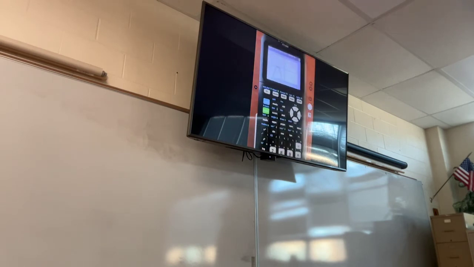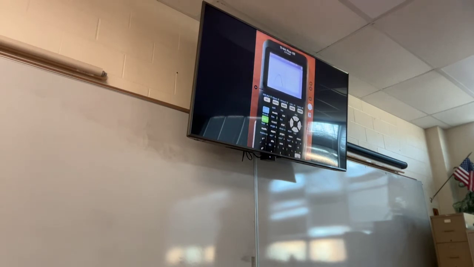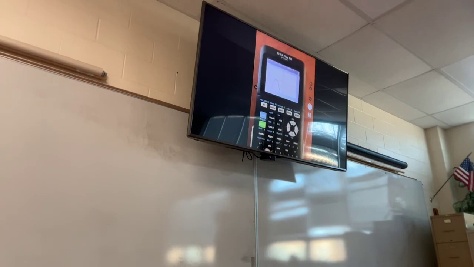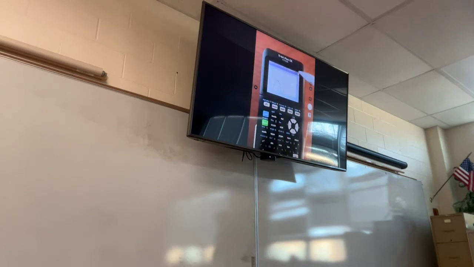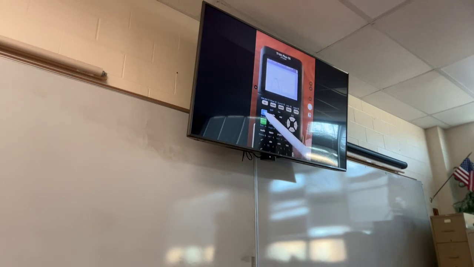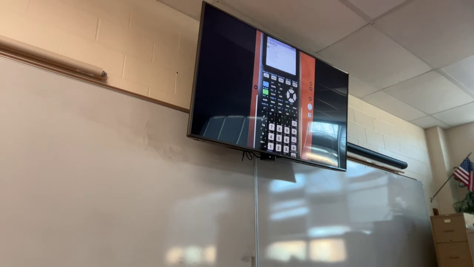A graph? You should get something that looks like this. Okay? And then to find the zero, to find where it intersects the x-axis, that's my solution. What do I do? Second trace. I hit the zero option.